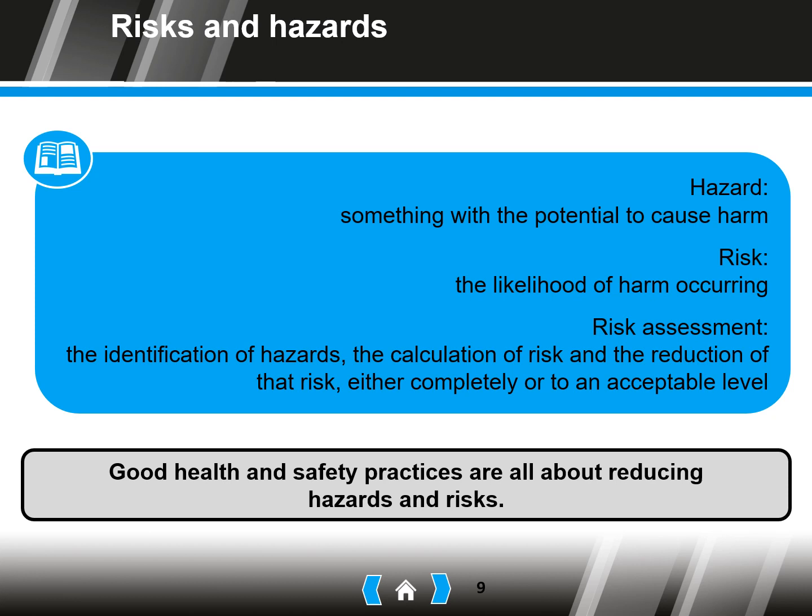Risks and hazards. So a hazard is something with the potential to cause harm, and a risk is the likelihood of harm occurring. And a risk assessment is the identification of hazards, the calculation of risk, and the reduction of that risk either completely or to an acceptable level. You can never remove all risks, okay? Good health and safety practices are all about reducing hazards and risks.